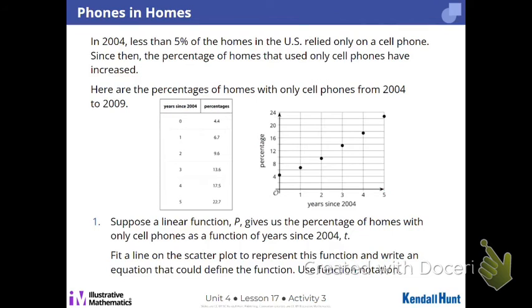Cool. Here's our last thing we're going to look at with inverse functions. We're looking at phones in homes. We've kind of looked at this a little before. This is the percentage of homes that only have cell phones. Okay, that means no home phone. What do you notice about our dots here? If we connect them, what are you noticing?